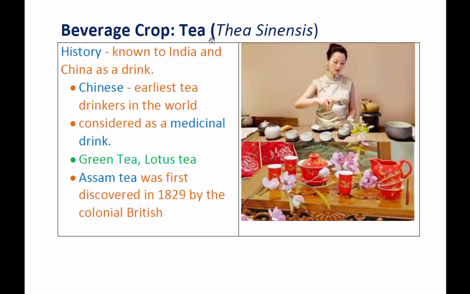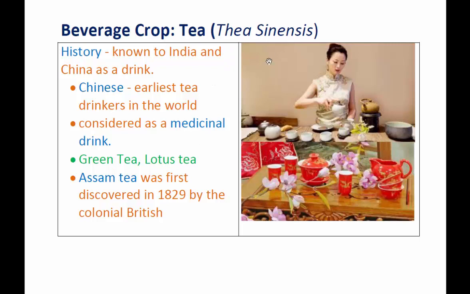Tea is considered to be one of the most used beverage crops in the world. Thea sinensis is the scientific name of this tea. Nowadays we have different types of teas like green tea and lotus tea, but in this topic we are concerned about Thea sinensis.